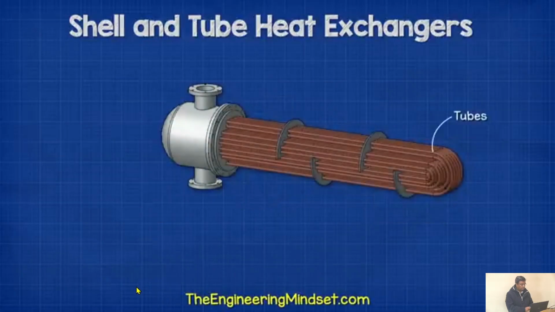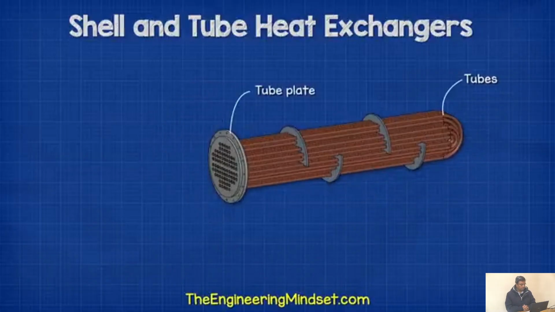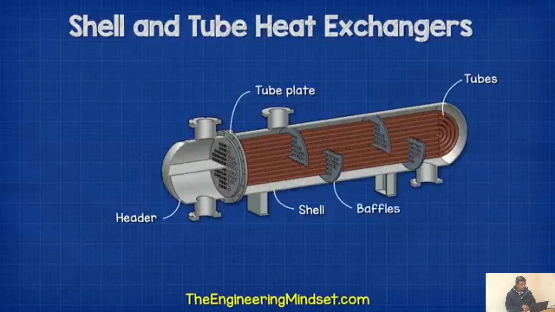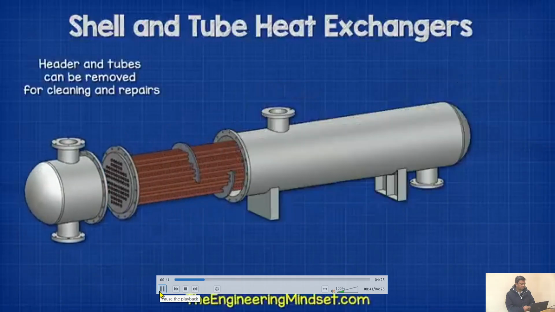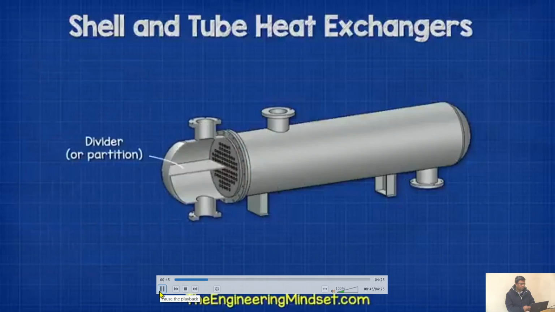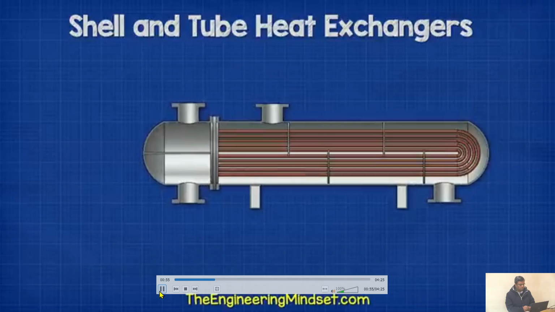Inside the unit, we have the tubes. These bend and loop around to start and finish at the tube plate, which sits between the shell and the header. The tubes will usually also pass through some baffles, which are sheets of metal. We will see how these work in just a moment. The header, as well as the tubes, can be removed for cleaning, repairs, and maintenance. Inside the header is a sheet of metal known as the divider, or the partition. This separates the tube ends, enabling the fluid to flow into and out of the tubes.